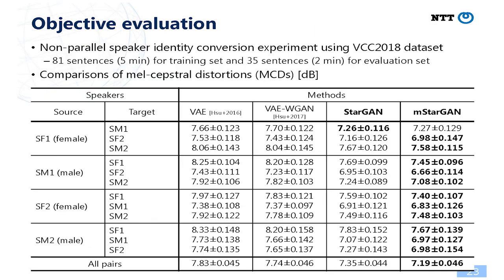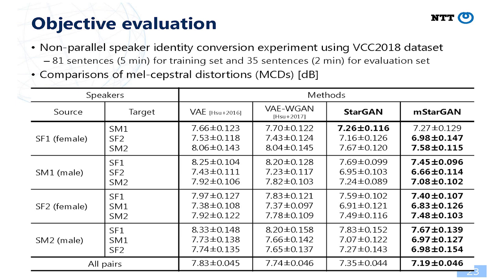Okay, so here's the result of the objective evaluation. The test data consists of speech samples reading the same sentences by each speaker, so we can measure how acoustically different the generated, or converted, speech is from the corresponding target speech. The measure we are using here is called Mel-cepstral distortion. So the smaller this measure, the better the performance.